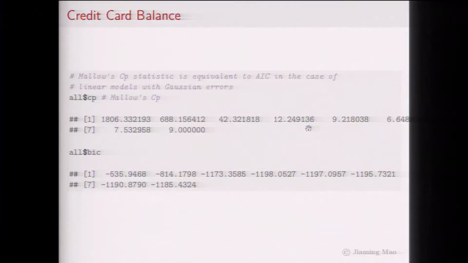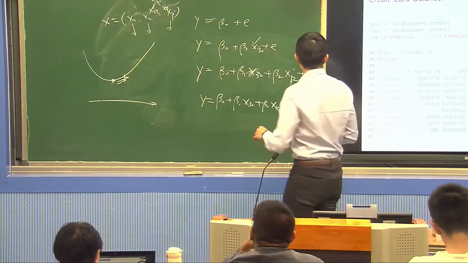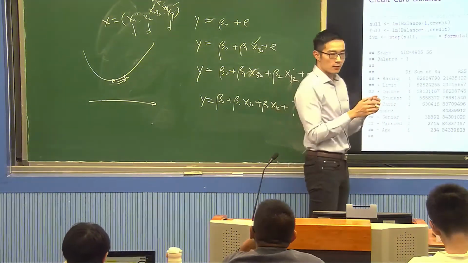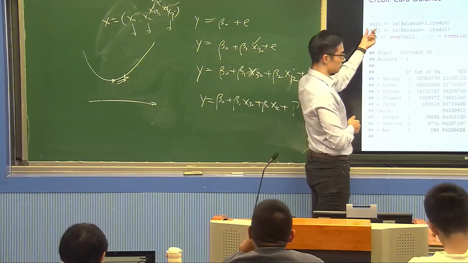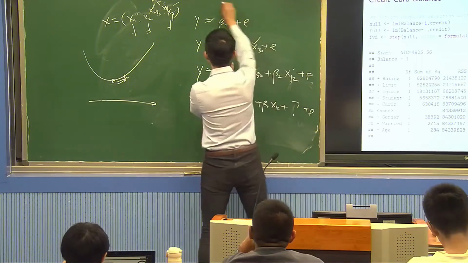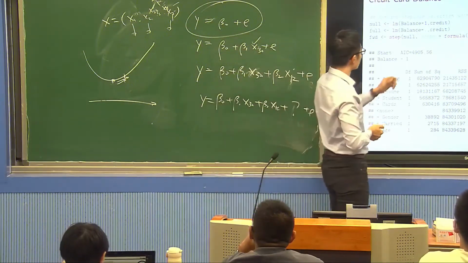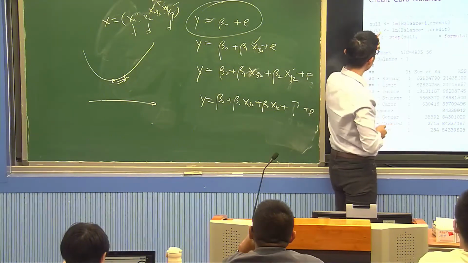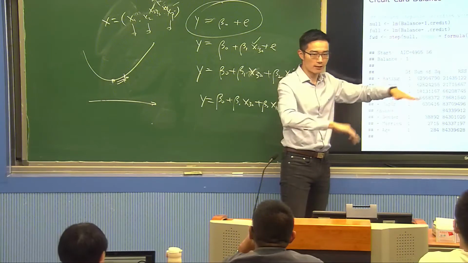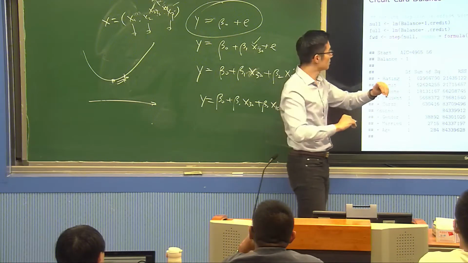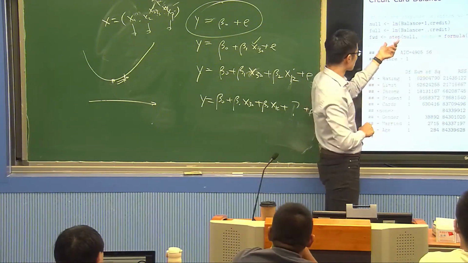Let's see how it works here. To use the forward stepwise algorithm on the credit card data, I'm going to first define a null model. The null model is this model, where I don't have any variable. Also, I define a full model. A full model is basically my y regressed on everything, all the x variables in my data set. And then let's start doing the forward stepwise using the step function in R.